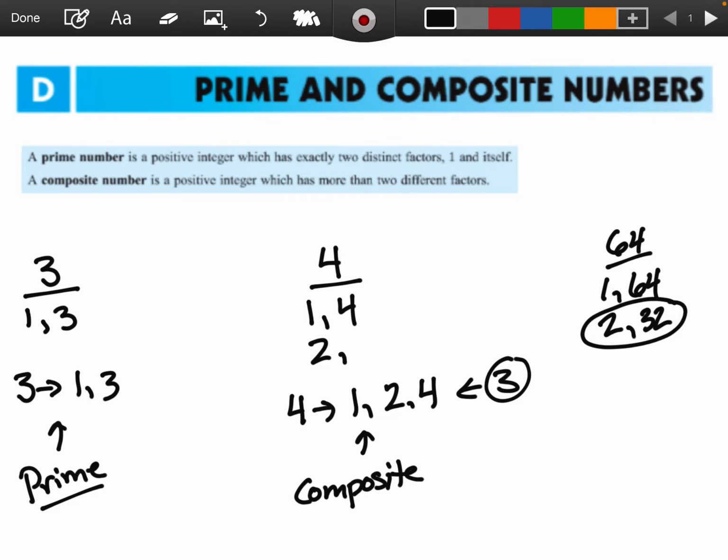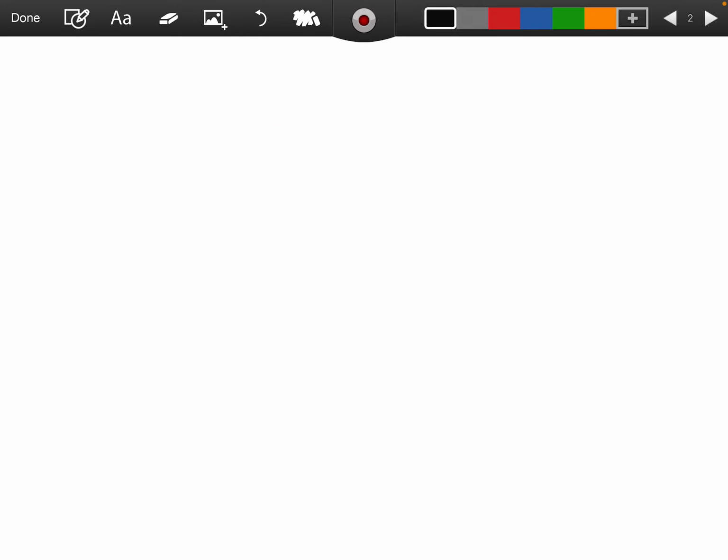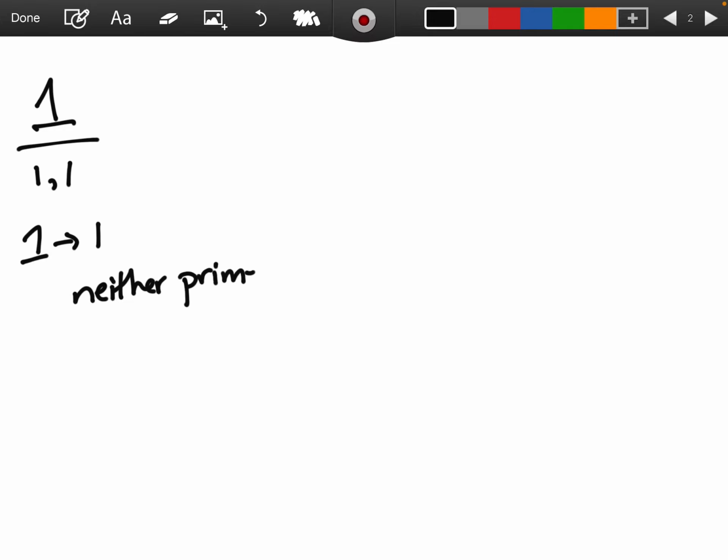So 1 is special because 1 has just a single factor, right? If I list the factors of 1, I get 1 and 1. So 1 only has one factor. Therefore, it is neither prime nor composite. It is its own special kind of number, neither prime nor composite.